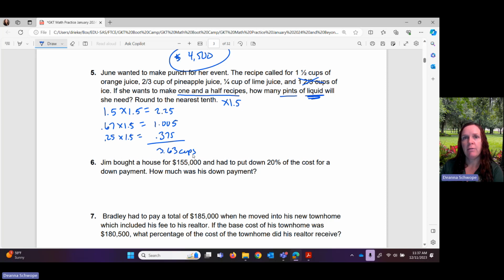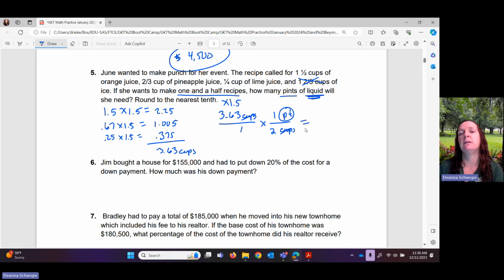We do know that there are 2 cups in a pint. You can go back to your reference sheet and see that. So basically you write what you're starting with, 3.63 cups over 1, because you can change anything to a fraction by putting it over 1. And if you multiply anything by 1, you're not changing the value of it. So we're going to multiply by a conversion factor. We're going to put what we're changing from on the bottom and what we're changing to on the top. And there's 2 cups and 1 pint. You can cancel the cups, and now you're left with pints.